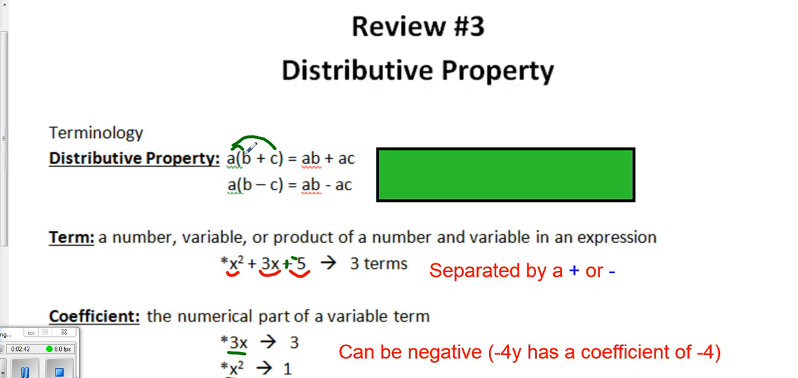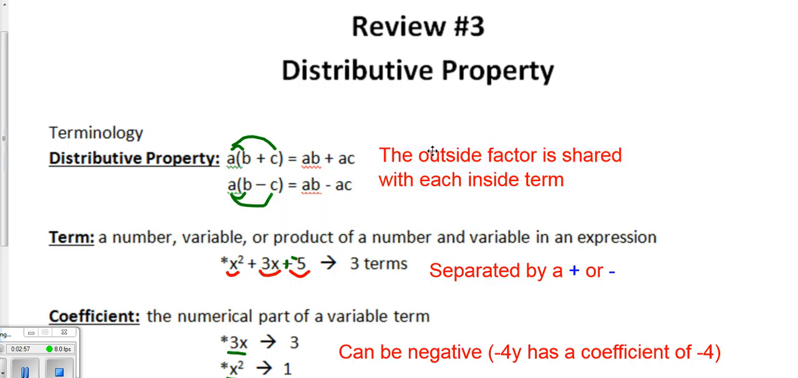So a times the amount b plus c is actually going to come out to be the same thing as a times b plus a times c. Same thing if it was a minus, a times b and a times c with a minus in between those two. So basically what it means is the outside factor, or this coefficient, is shared with each inside term.